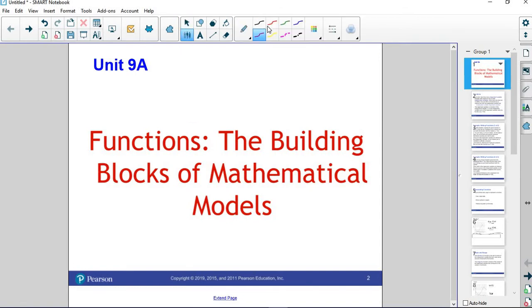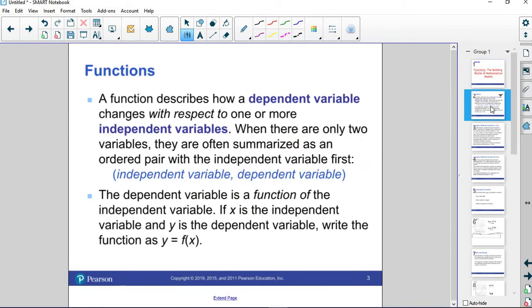With functions, what we need to remember is that we've already had equations. Functions are just a slightly different way of writing the same idea, and it represents a specific type of relationship between two sets of objects, all right? Technically, a function describes how a dependent variable changes with respect to one or more independent variables. We're only going to have one independent variable.